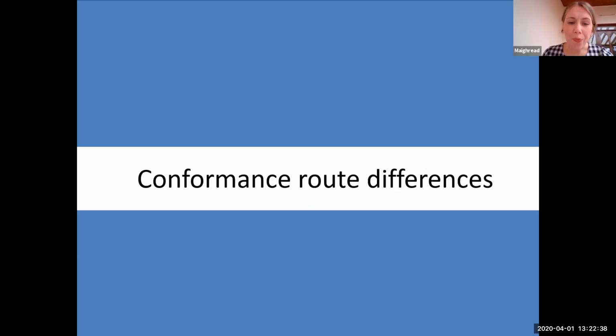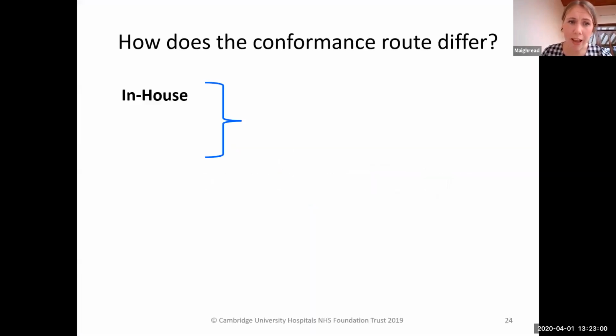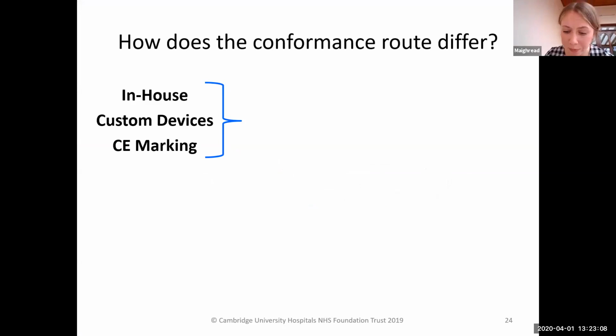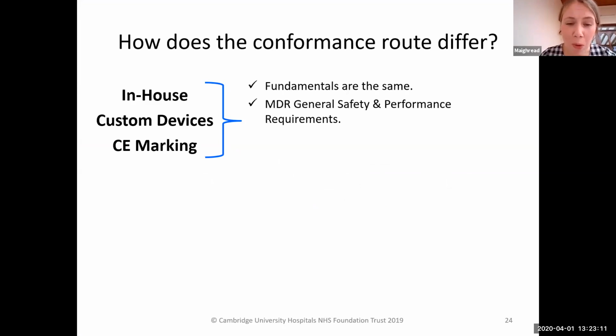Okay, so I've highlighted the different conformance routes that products can go down, and some issues that we've had with projects within our team. I will now talk quite briefly about conformance route differences for projects that we take on. Regarding the three classifications of medical devices, the in-house, the custom, and CE marking, if I'm quite honest, there's very little difference between how we deal with those three categories.